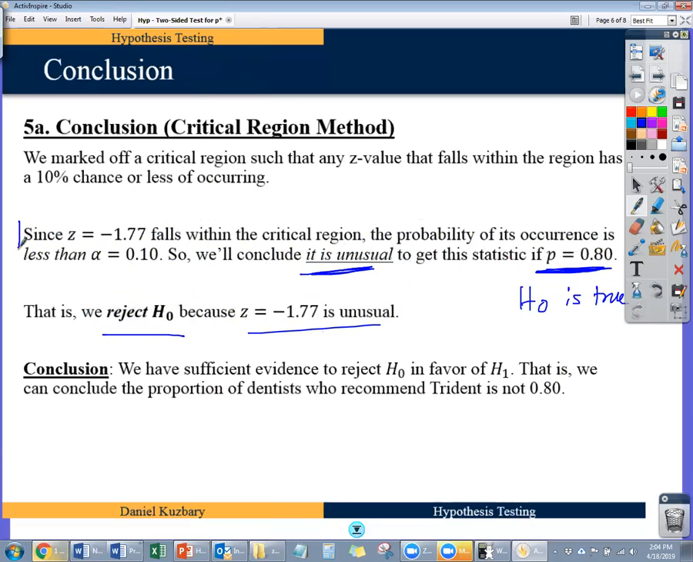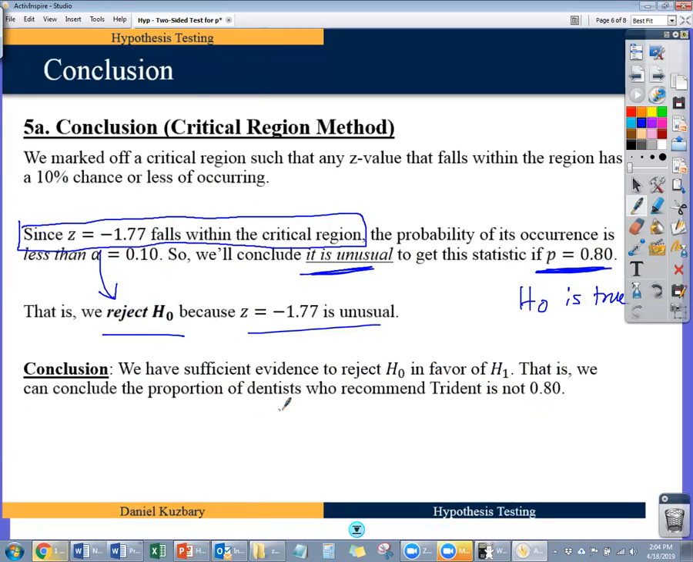So if you're looking for a nice way to summarize this: since Z falls within the critical region, reject H naught. That's a nice rule that'll work for any hypothesis test. If you've made the critical region correctly and your statistic falls in it, you're going to reject H naught. So we conclude we have sufficient evidence to reject H naught in favor of H1.